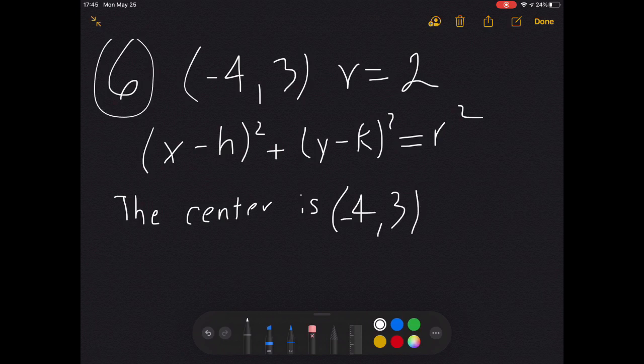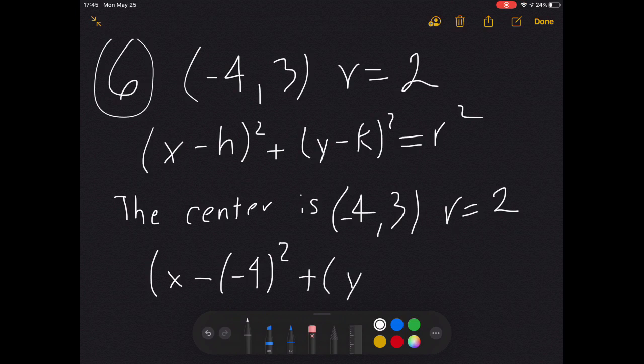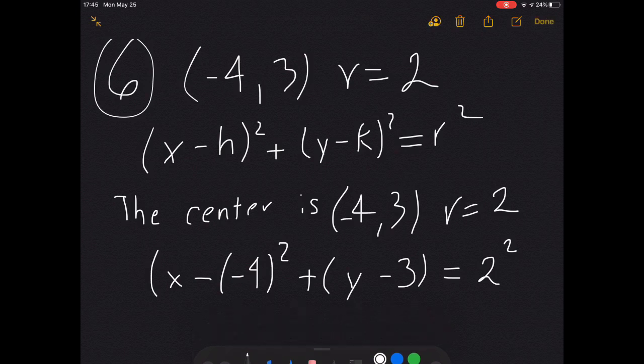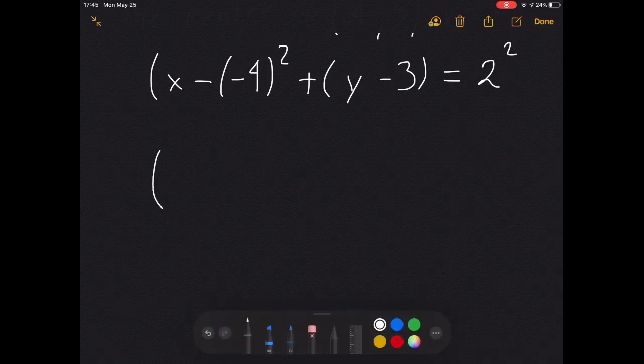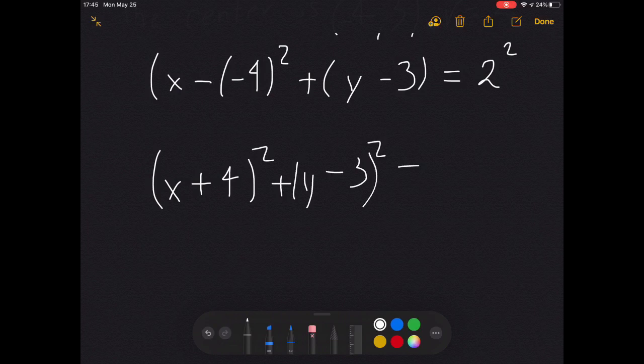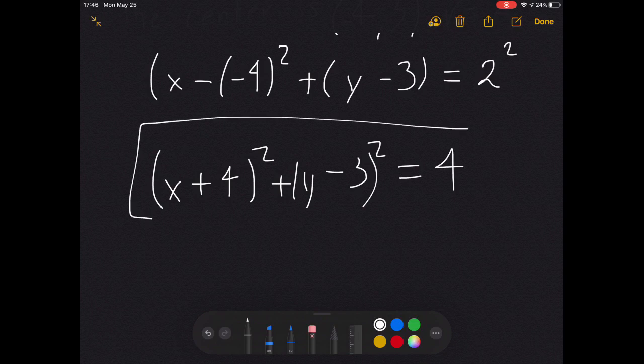So what we can do to solve this equation and write it correctly is, first we plug in x minus -4 in parentheses squared plus y minus 3 squared equals 2 squared. Then we would rewrite this as x plus 4 squared plus y minus 3 squared equals 4. That's how you do it.